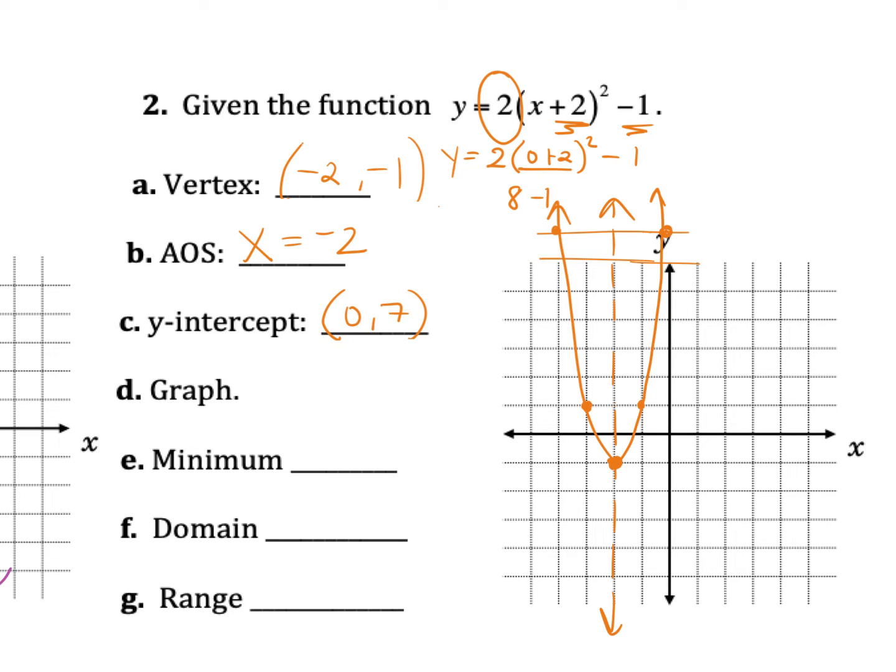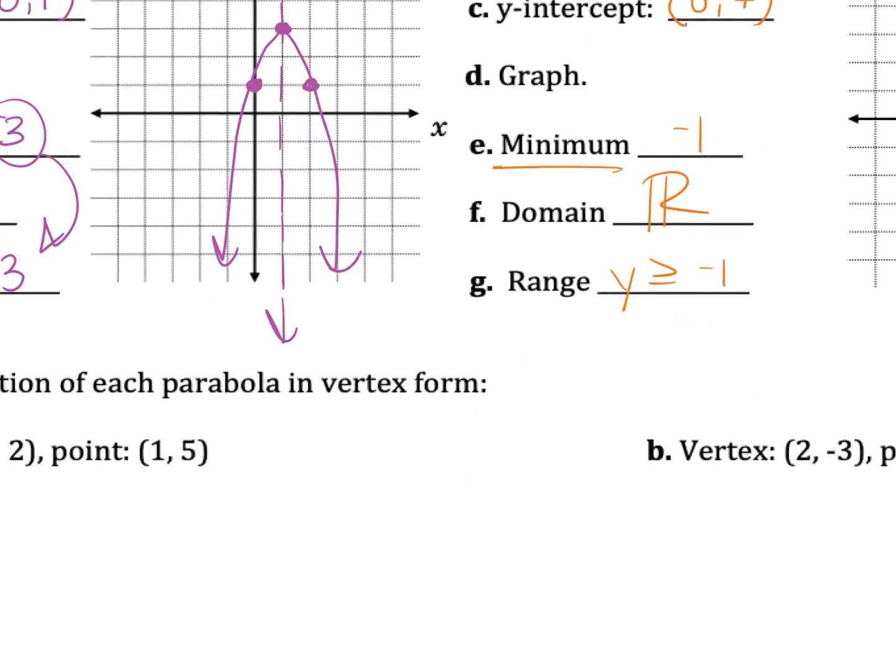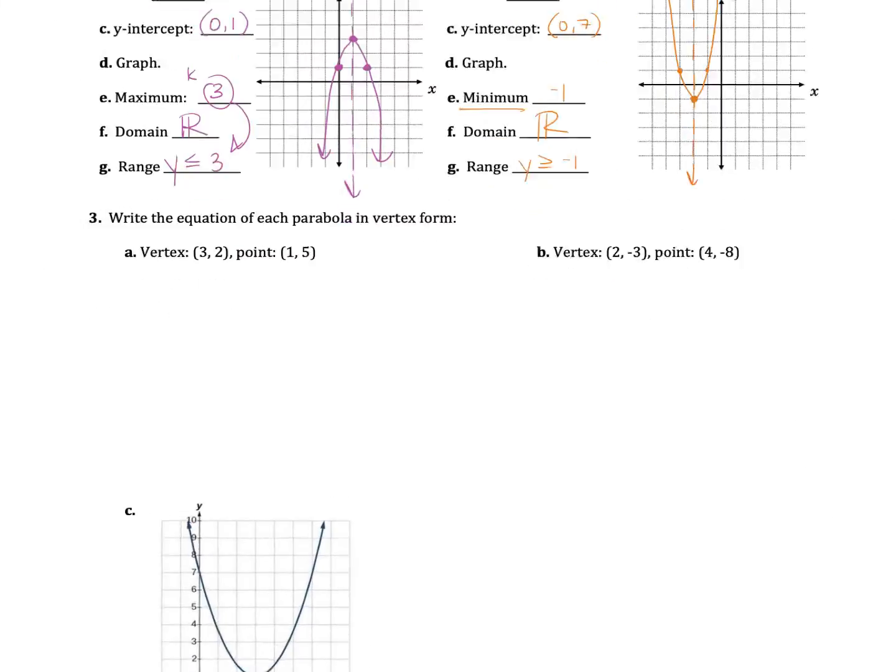Okay, so then what is your minimum? -1. It's the y value of your vertex. So -1, domain is all real numbers. So your range, is it greater than or equal to or less than or equal to? Greater than or equal to that y value, -1. Okay, nothing new there. That was yesterday. Good on that? Okay, here's the new thing.